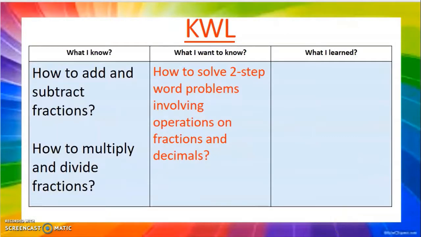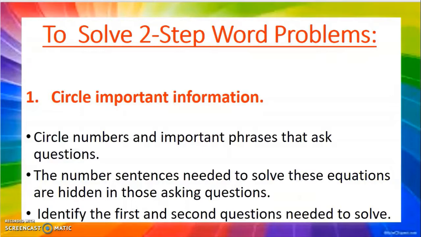How to solve two-step word problems involving operations on fractions and decimals. So to solve two-step word problems, first, circle the important information. We're going to circle numbers and important phrases that ask the question. The number sentence needed to solve these equations is hidden in those question phrases. And identify the first and second questions needed to solve.